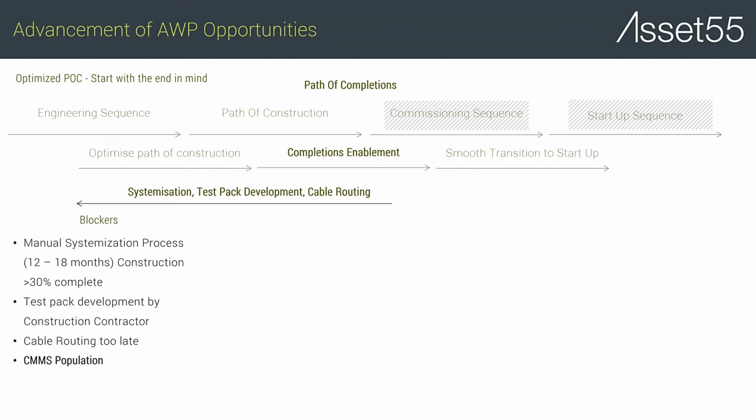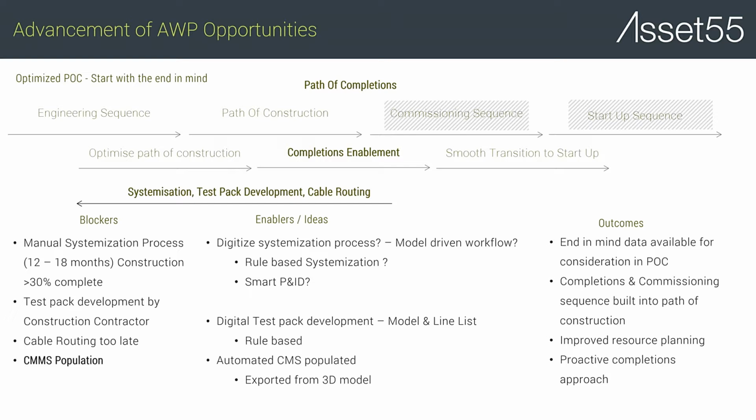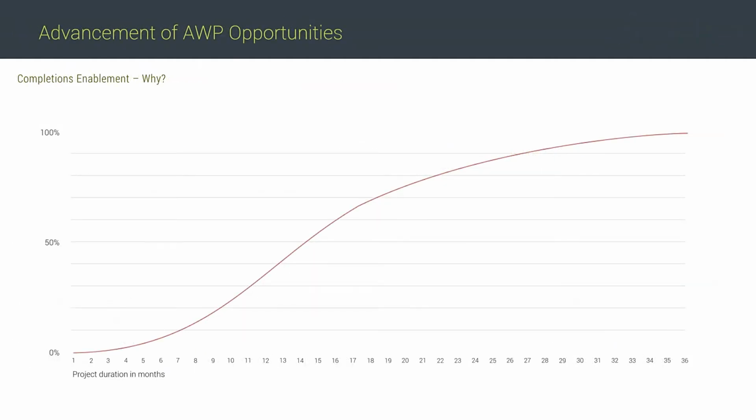So some ideas in this space is to digitize the systemization process through a model-driven workflow, using a rule-based approach, potentially linked through smart P&ID. From a test pack development perspective, this is easy to do with a digital workflow through a 3D model, where at least from a planning perspective, test packs can be created in as little as 6 weeks. What this will support is the automated population of the completions management system, exporting data from the 3D model. The outcomes of this means the end in mind is available for the path of construction, completions and commissioning sequence is built in, it will improve your resource planning, and it provides a proactive and not a reactive approach to completions.